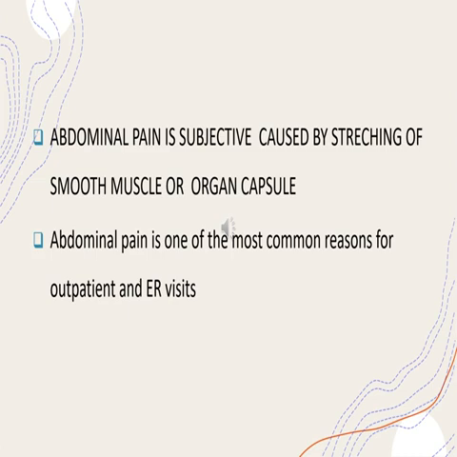GIT symptoms: abdominal pain. Abdominal pain is subjective. The patient is feeling abdominal pain. Okay, you as a doctor cannot tell if this patient is honest, really feeling abdominal pain or not. This is subjective, not objective. Subjective means that the patient is telling you, I have abdominal pain. But you, as a doctor, are not going to say, I see it objectively. No, it is a subjective feeling. Okay, mostly abdominal pain is caused by stretching of the smooth muscle or organ capsule. This is the cause of the abdominal pain. It's a very common complaint. Most patients come as outpatients or to the emergency room with abdominal pain.